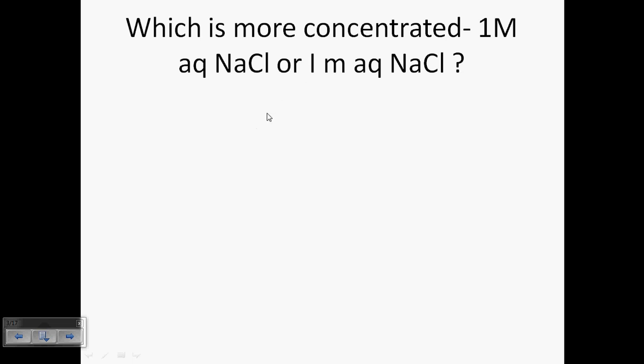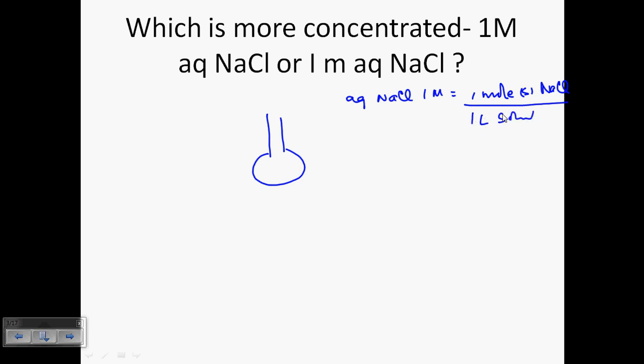I would just quickly tell you, to make a 1 molar aqueous NaCl, what you need is 1 mole of solid NaCl, and dissolve it till the volume of solution becomes 1 liter. For this, you use a special equipment called a volumetric flask. And in this flask, you'll weigh out and put 58.5 grams of NaCl, which is equal to 1 mole of NaCl.